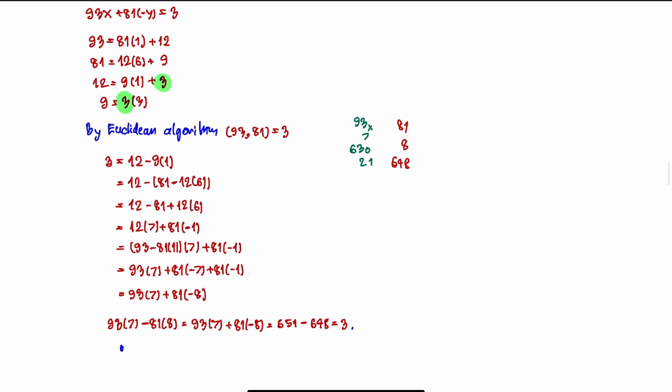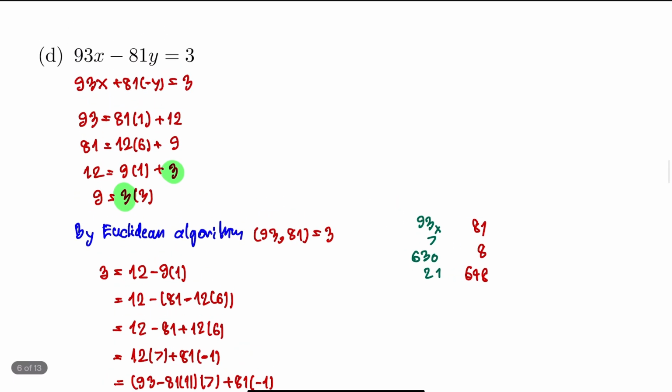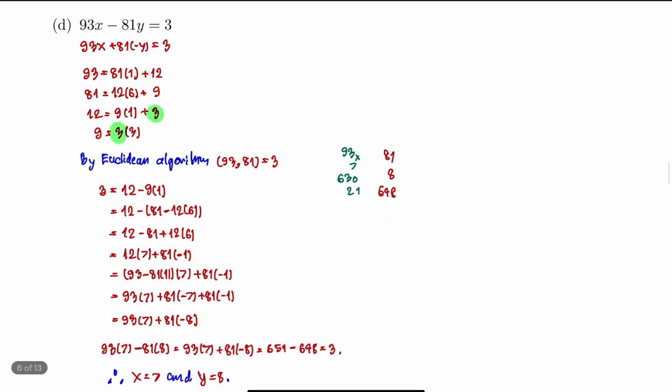So x can be 7, and y can be 8. We can also find other possibilities of x and y for this equation. And that's it for this video.